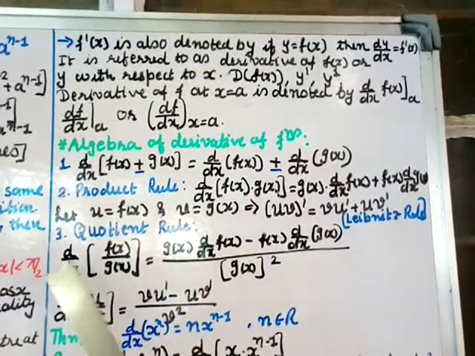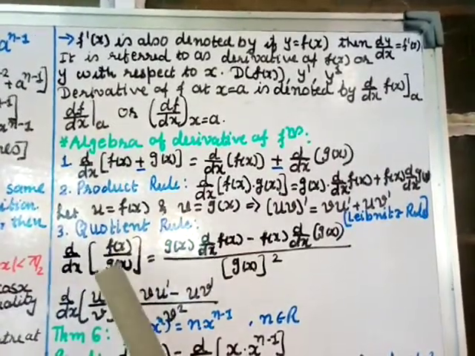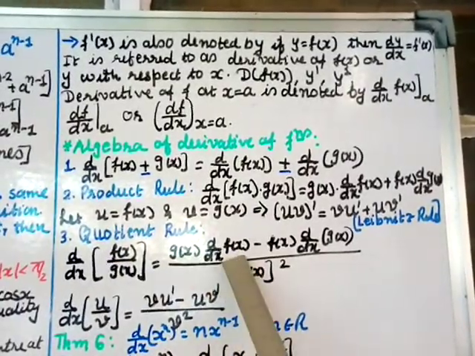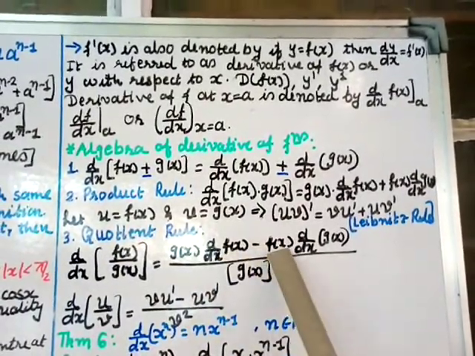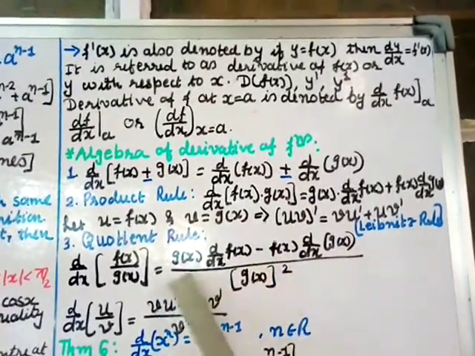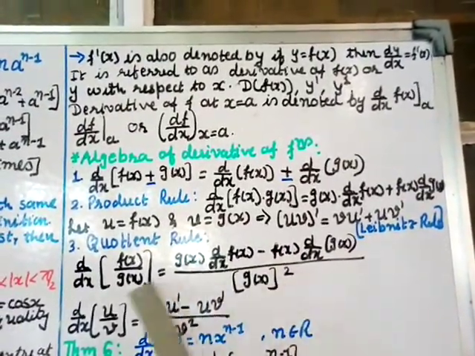Number 3, quotient rule, d by dx of f(x) by g(x). In this, keep the denominator as it is, times d by dx of f(x), the numerator differentiation, minus the numerator f(x) as it is and differentiate the denominator, that is d by dx of g(x), divided by the square of the denominator, that is g(x) whole square.